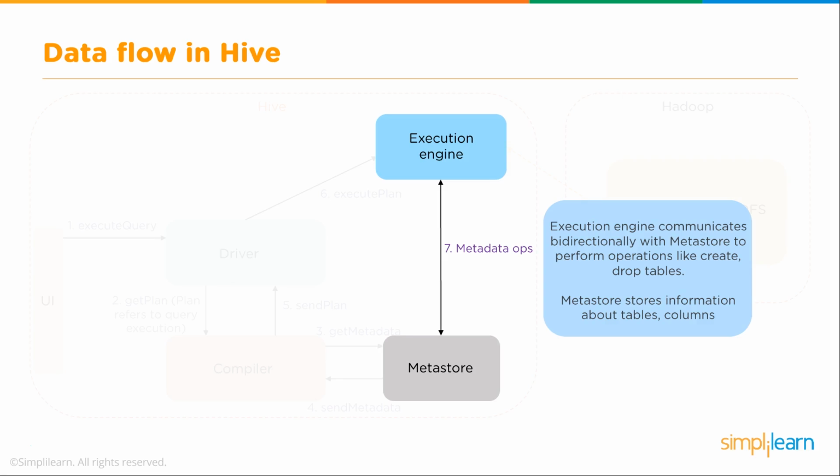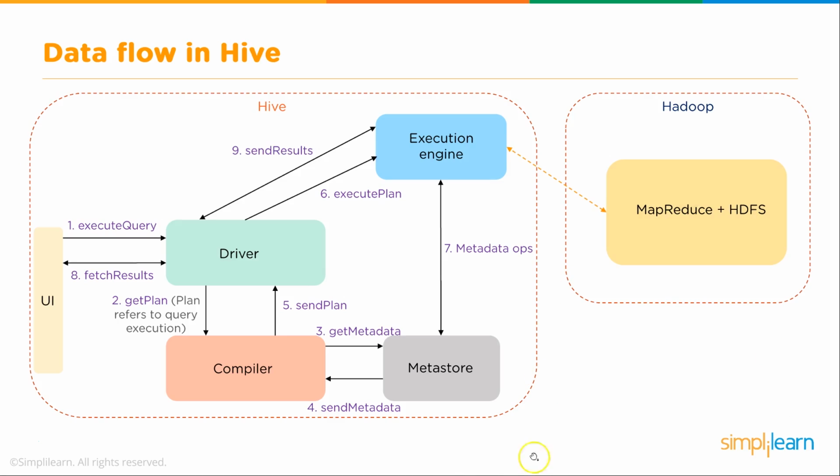The execution engine communicates bidirectionally with the metastore to perform operations like create and drop tables. Metastore stores information about tables and columns. So again, we're talking about the schema of your database. And once we have that, we have a bidirectional send results communication back into the driver. And then we have the fetch results, which goes back to the client.